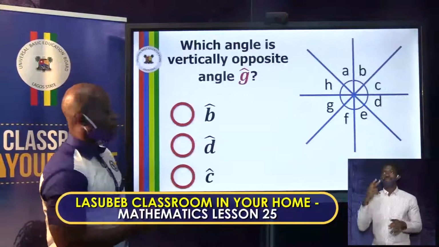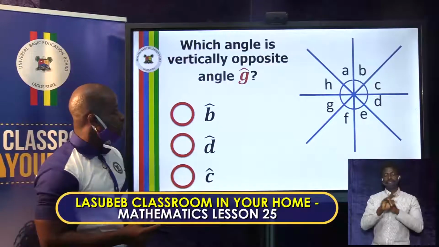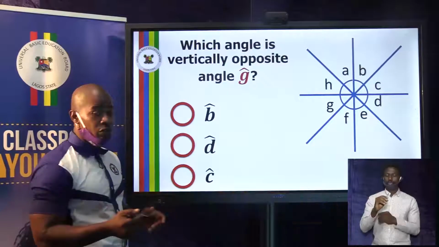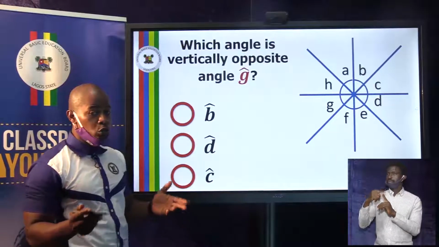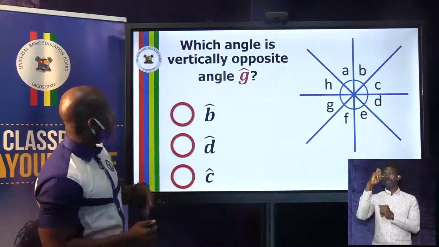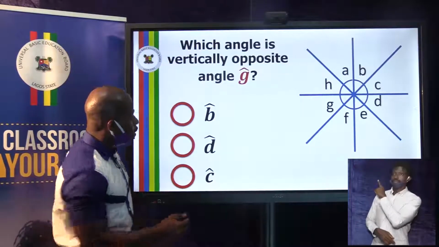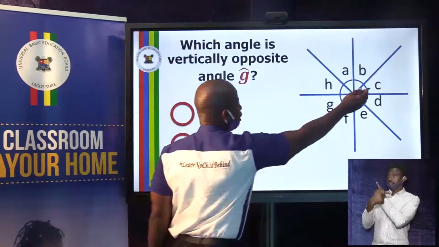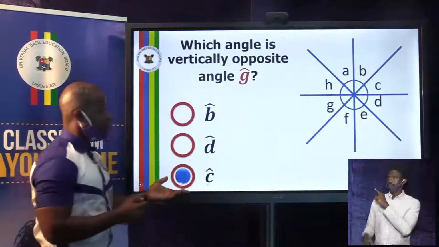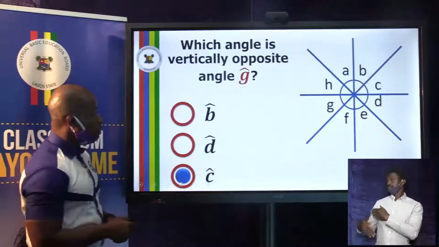Now let's look at identifying vertically opposite angles. Don't forget that we can identify vertically opposite angles with the X. So now which angle is vertically opposite to G? Here is G, and the one on the other side will be C, and that's exactly the one that is vertically opposite to G.